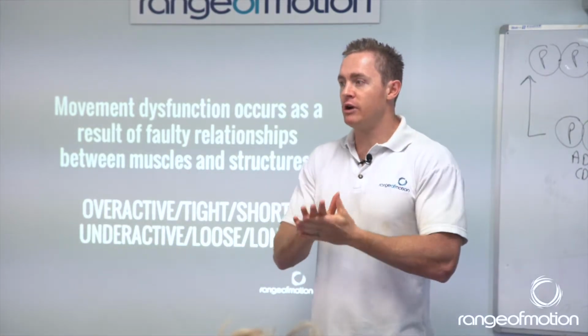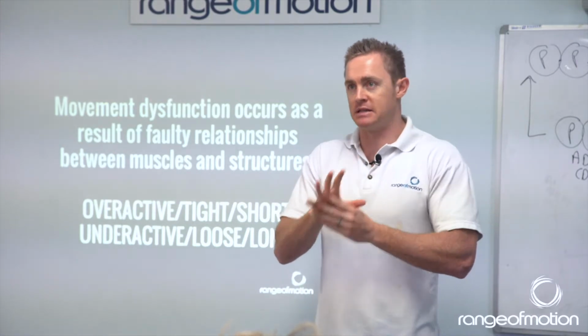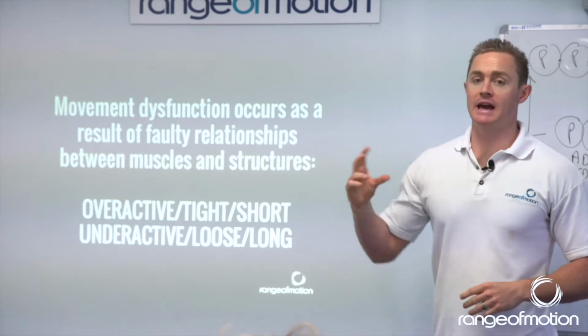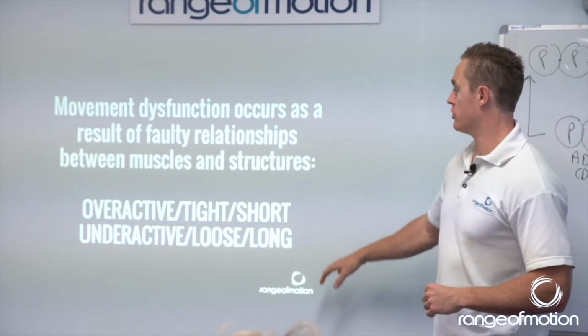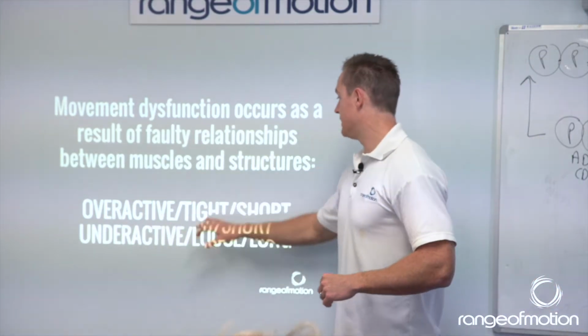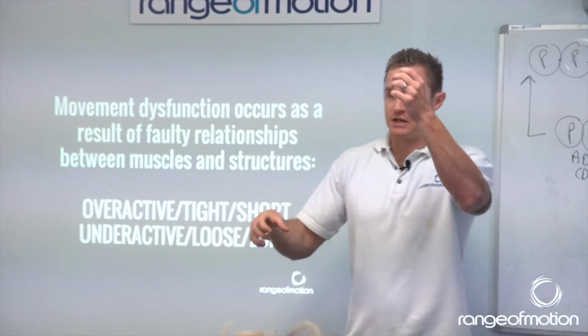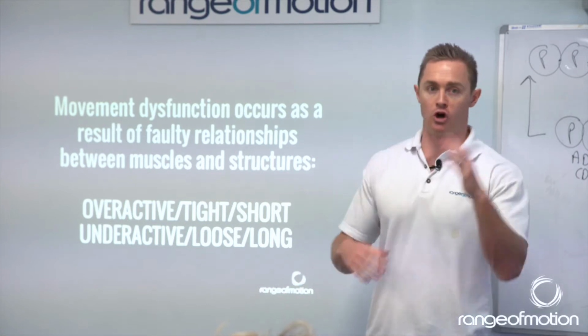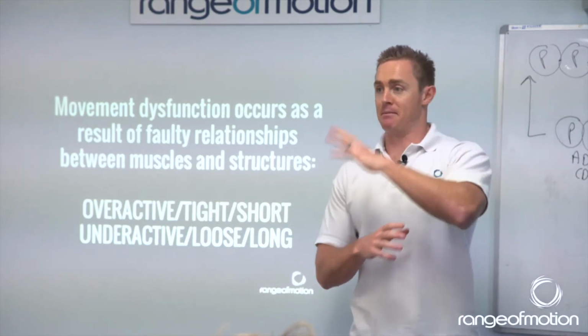So again, we can go really deep in this, but I want to keep this simple and applicable and usable for you guys. Let's broadly categorize muscles into one of two groups. They're overactive, tight or short, which is that rope that's pulling the mast over, or they're underactive, loose or long, which is that rope that's letting that mast be pulled over.